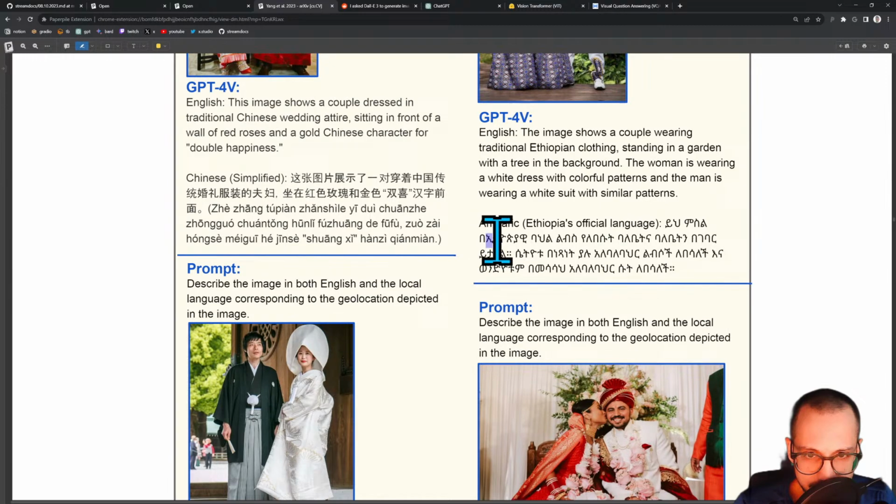Apparently this is Ethiopian. That's kind of cool. I've never seen written Ethiopian. That looks pretty badass. It almost looks like Egyptian hieroglyphs.